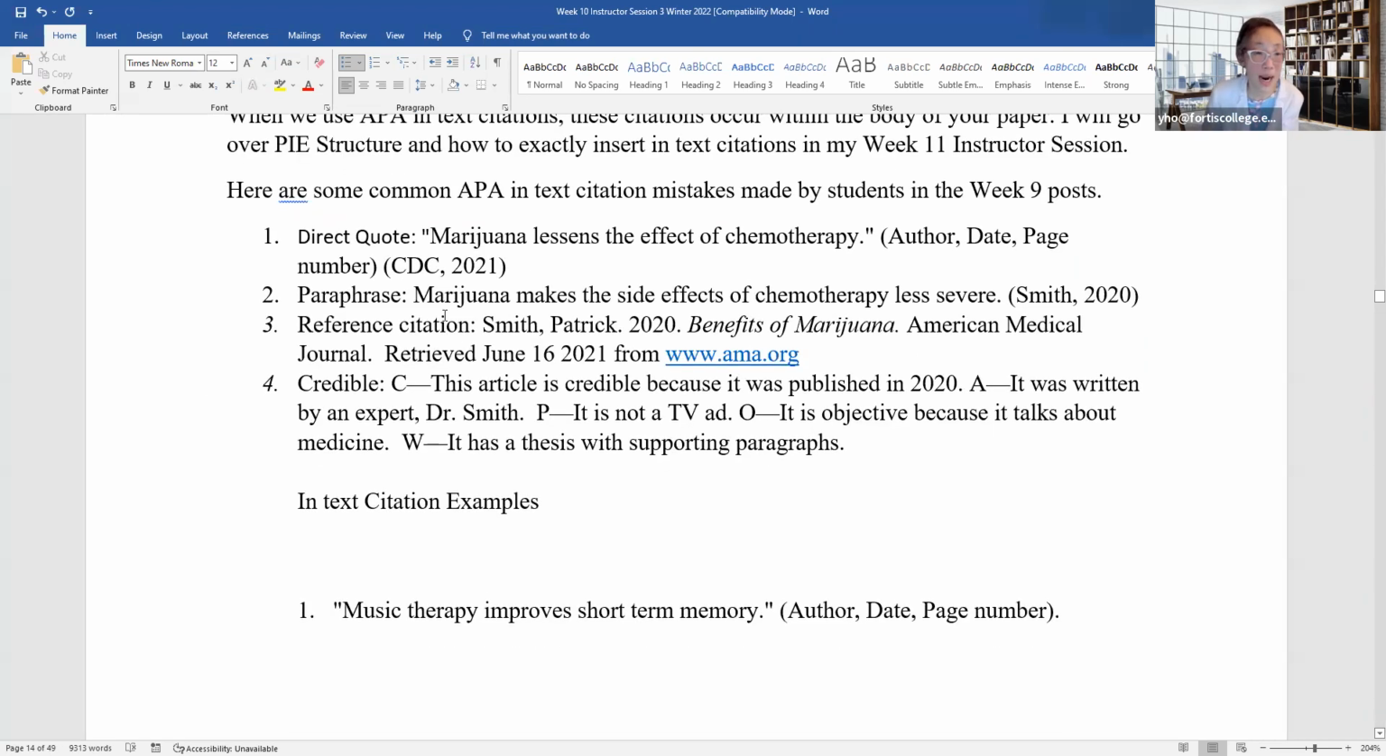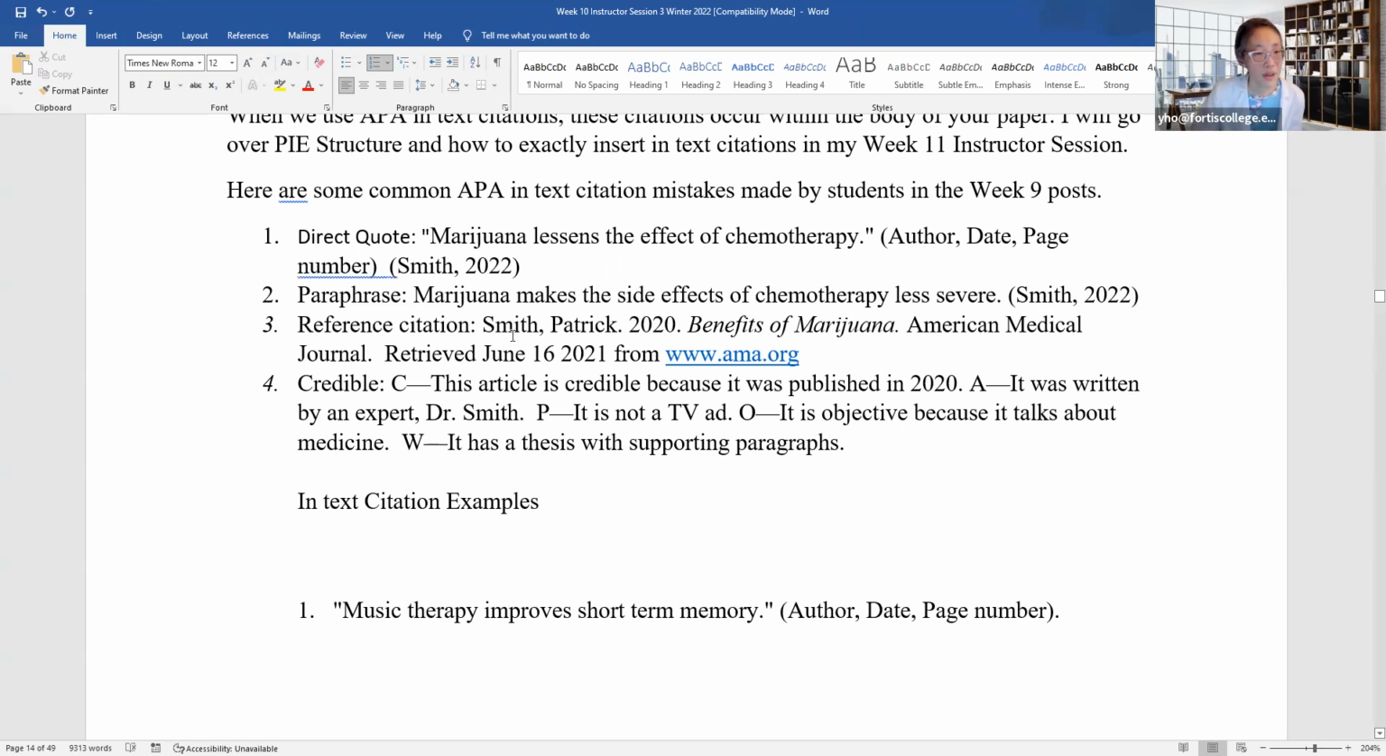And then when you want to paraphrase this, you would say marijuana makes the side effects of chemotherapy less severe. So I simply said it in my own words. This particular direct quote, I said it in my own words, and that's known as a paraphrase quote. And this you have author, 2020. And then at the very end of your source, you write the reference citation of what exactly is Smith, Patrick. If I were to write in here, Smith 2022. So let's get rid of this for a second. And I wrote in, where did the other one go to? Oh, Smith 2020, should be 2022, but you get the idea, 2022.